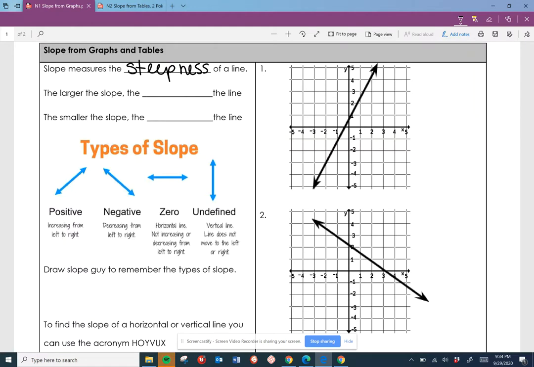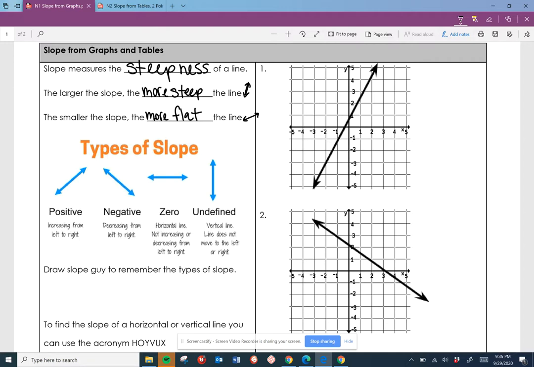Okay, the larger the number of the slope, the more steep the line is. So it'll be more steep like this, and then the smaller, the more flat that it is. So more like this. Okay, there are four types of slope.